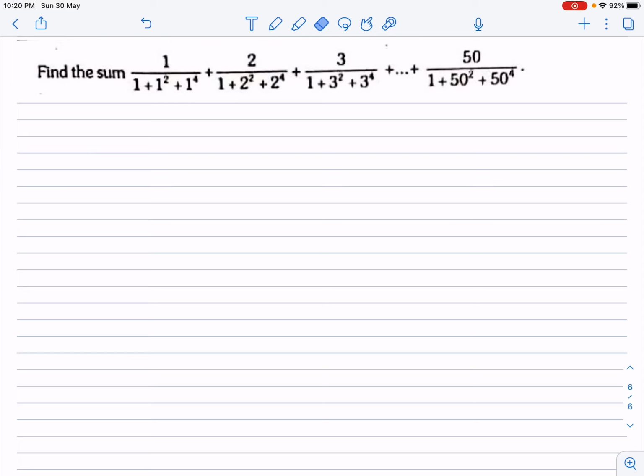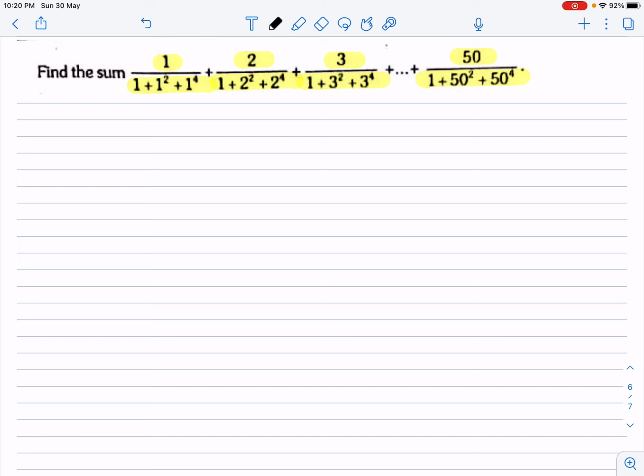So we'll be going to solve this problem statement written on the screen. Find the sum 1 divided by 1 plus 1 square plus 1 power 4, plus 2 divided by 1 plus 2 square plus 2 power 4, plus 3 divided by 1 plus 3 square plus 3 power 4, and so on up to 50 divided by 1 plus 50 square plus 50 power 4.